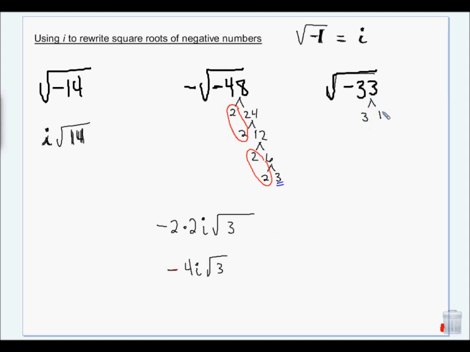33 is 3 times 11. There's nothing to take out from that, but I have a negative, so I can bring out an i, and it's root 33. If I have a perfect square, square root of -4 is 2i. 2 is the square root of 4. i is the square root of negative one, essentially. And he's not real, he's imaginary.